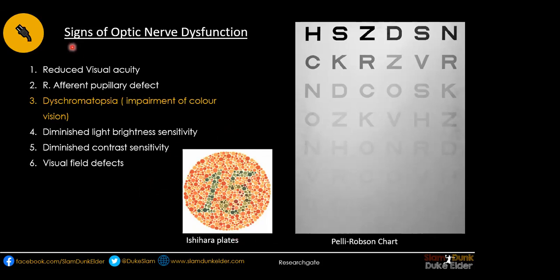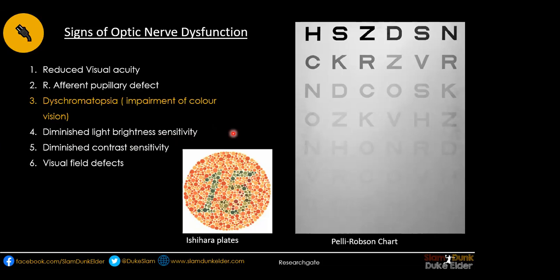Someone could come to you with perhaps normal visual acuity or very, very mildly reduced visual acuity, but they can have massive impairment of colour vision. So it's a really important test not to miss. Another one is diminished light brightness sensitivity. So what you'll do is you'll shine an ophthalmoscope into the normal eye and then shine it into the affected eye. You'll ask the patient which eye was it brightest in? Is it the same in both eyes? And if they've got diminished light brightness sensitivity, they will report that the light isn't as bright in the eye that's affected.